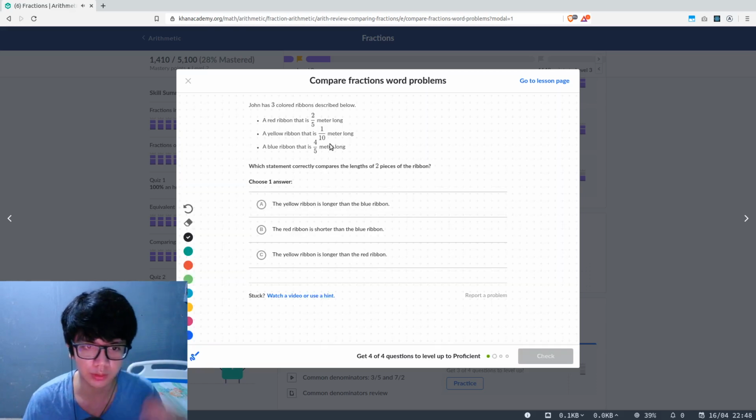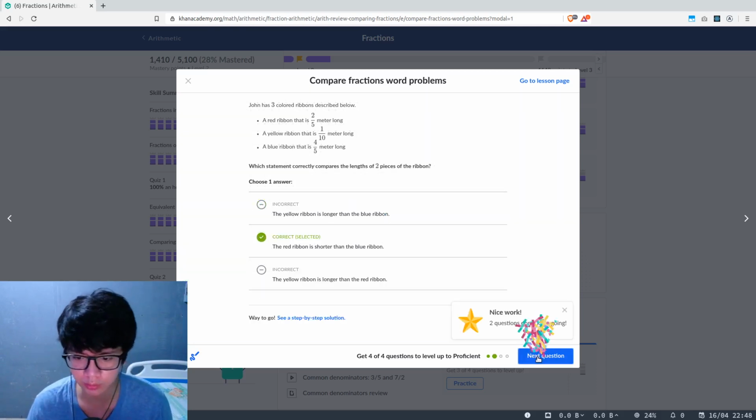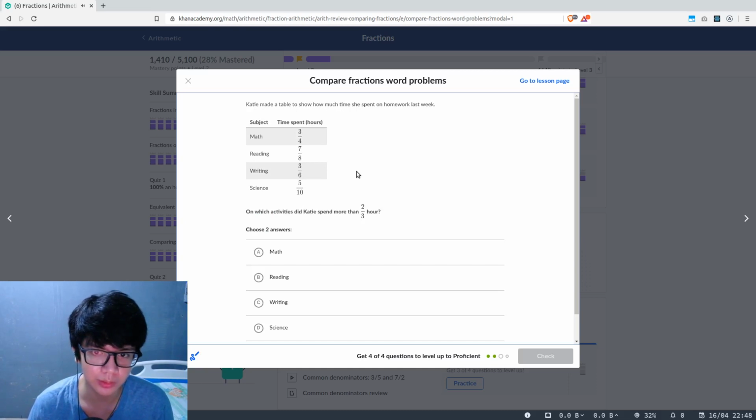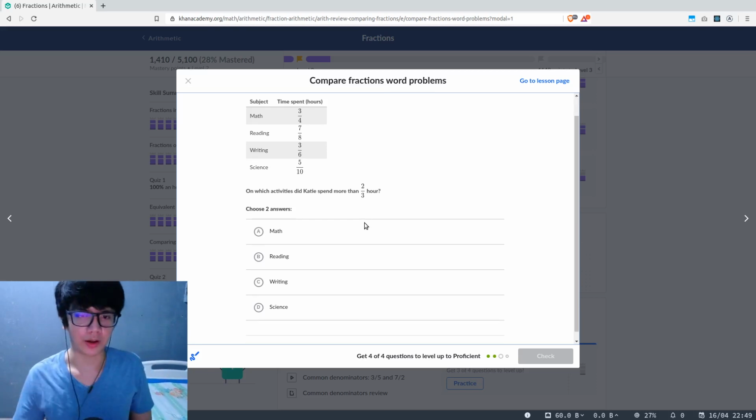John has 3 color ribbons. The yellow ribbon is longer than the blue ribbon? Yellow ribbon 1/10, and the blue ribbon is longer. Is it right or wrong? It's wrong. The red ribbon is shorter than the blue. Red is shorter than the blue. Yeah, it's shorter. Katie made a table to show how much time she spent on activities last week. On which activity did Katie spend more than 2.5 hours?